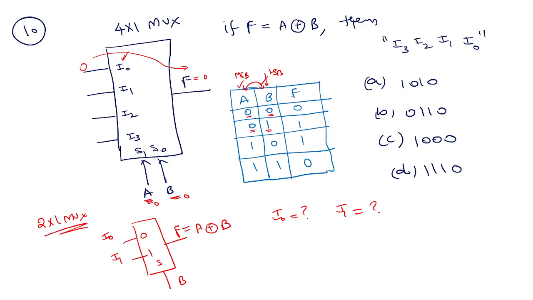For 0, 1, what should be the output F? 1. That means put 1 here. For 1, 0, what is the output? 1. That means you put 1 here. For 1, 1, F is 0. If A equal to 1, B equal to 1, you make this line equal to 0, that will be passed to the output. That's it. So, what is the answer? I3 is 0, I2 is 1, I1 is 1, I0 is 0. 0, 1, 1, 0. That's it.